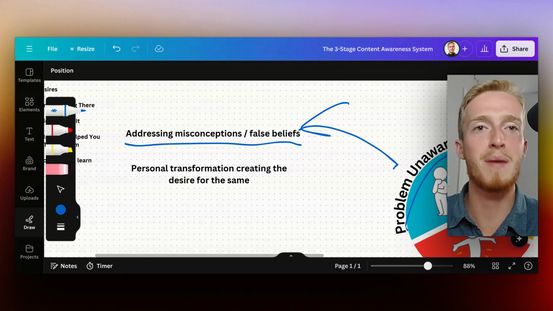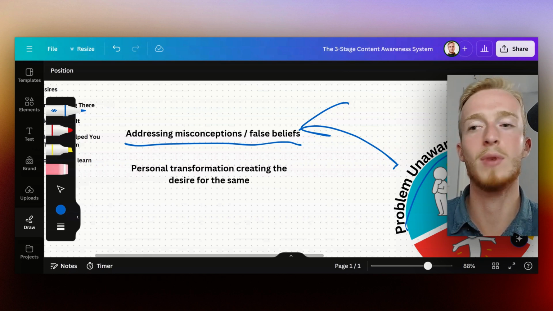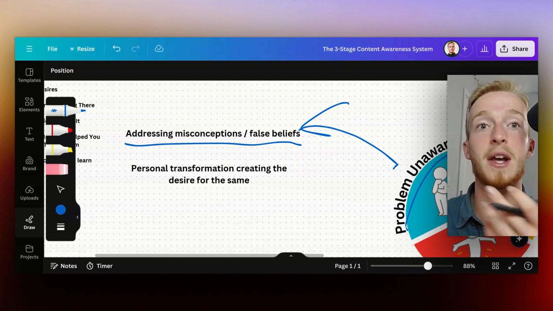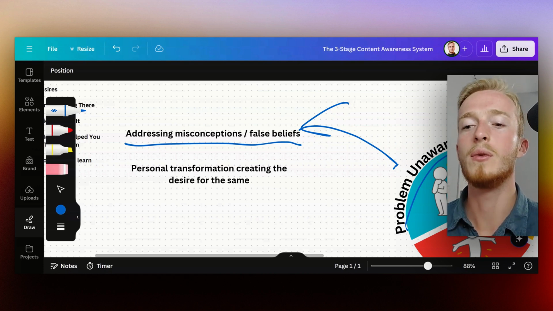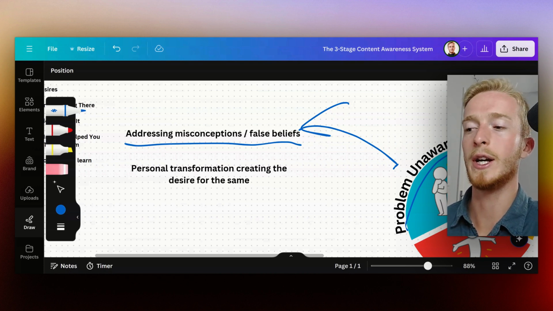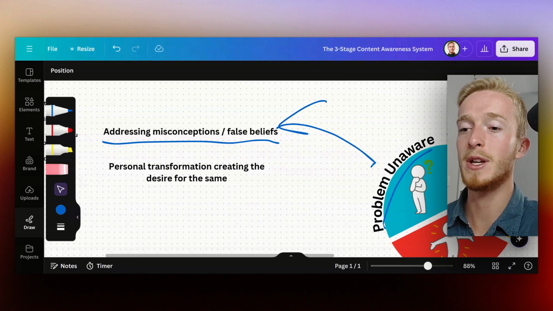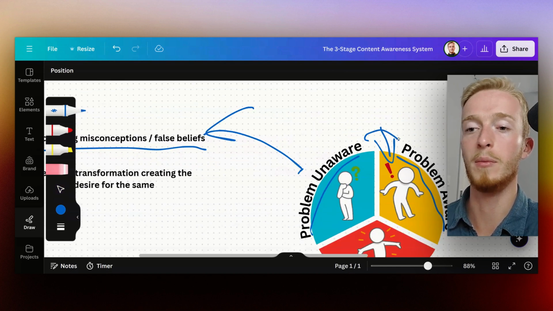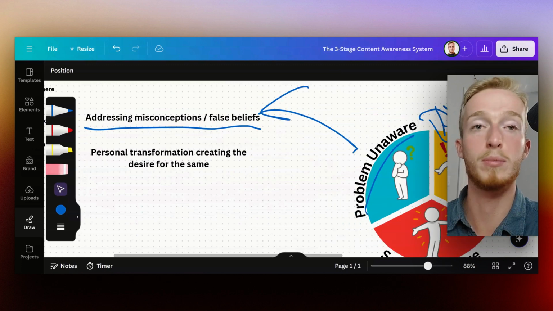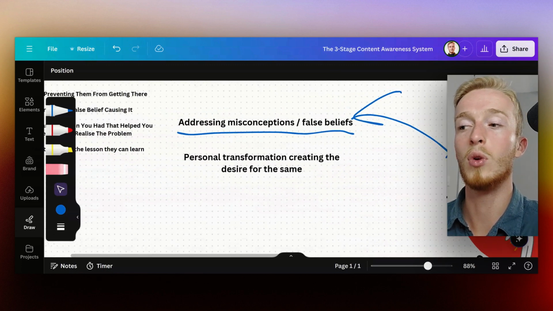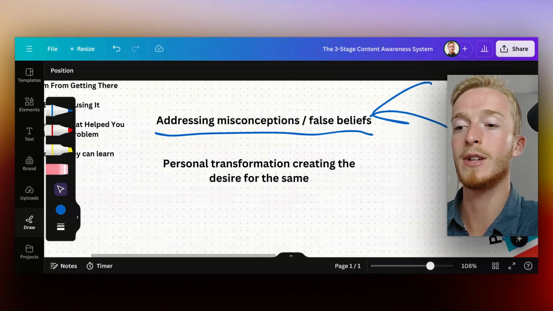So, for example, I could address that and say, hey, if you're trying to get leads, that's not the way to do it. That's a big misconception. And that's going to make a lot of people that are doing that think, okay, that's a problem. So that's the whole idea. All we're trying to do here is take people from problem unaware to problem aware. And a lot of the time, if you are the person that has shown them the problem, they're going to be more likely to look at you for that same solution.